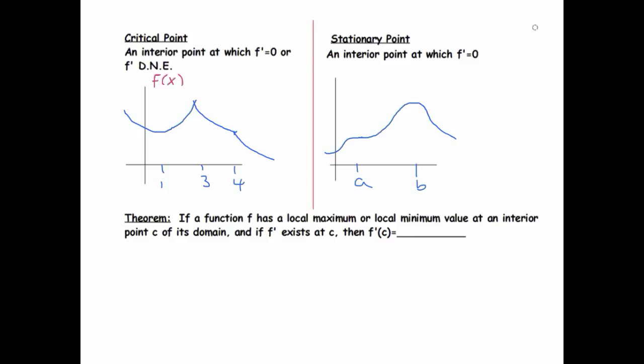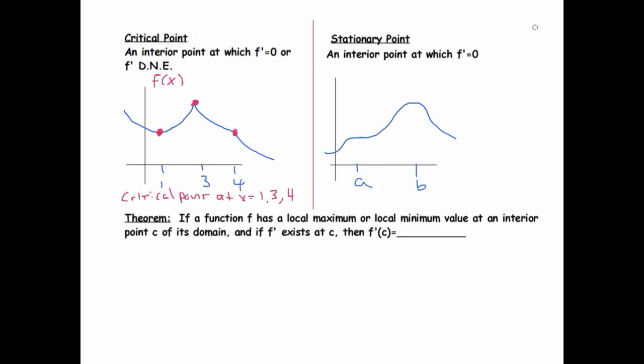So it looks like here at 1, something interesting is happening. It's an interior point, and it looks like the derivative is 0. So we have to claim that there is therefore a critical point at x equals 1. At 3, we have that the derivative does not exist. It's an interior point. So we have a critical point at 3. And then at 4, the derivative doesn't exist, and it's an interior point. So we have critical points at those 3 locations.